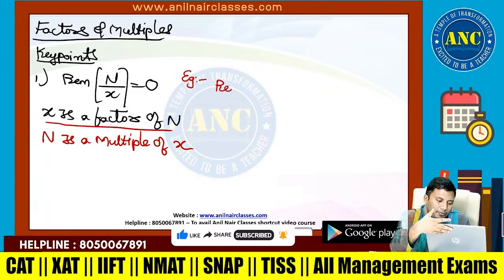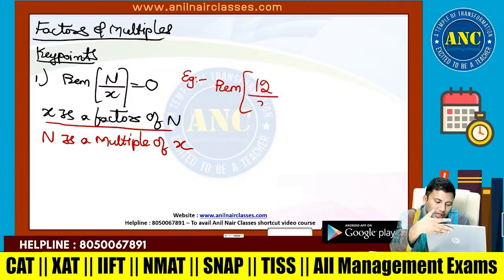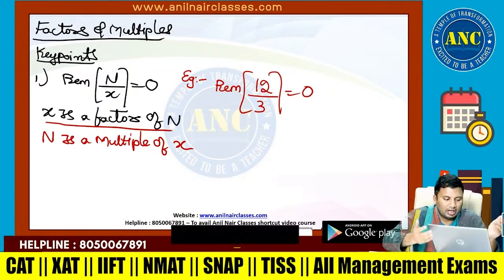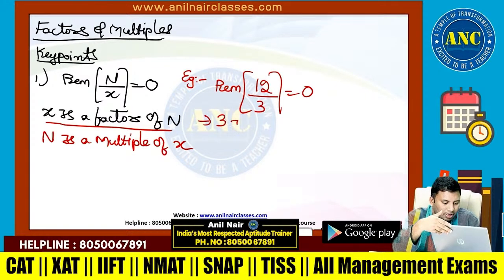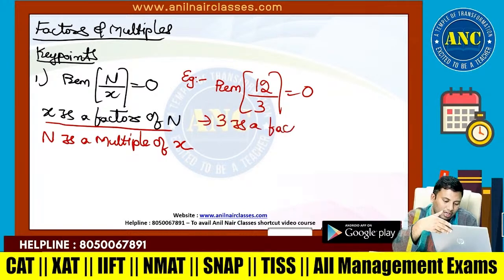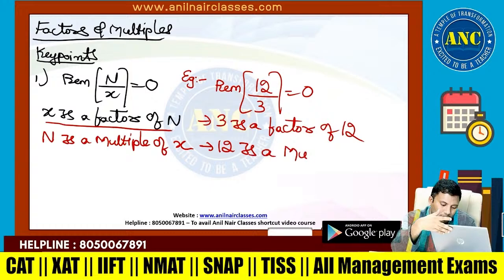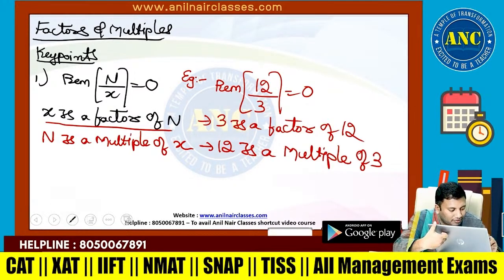Example: 12 divided by 3, remainder is 0. So 3 is a factor of 12. 3 is dividing 12 perfectly, right? Or in other words, 12 is getting divided by 3, so 12 is a multiple of 3. This is the definition of a factor and a multiple.